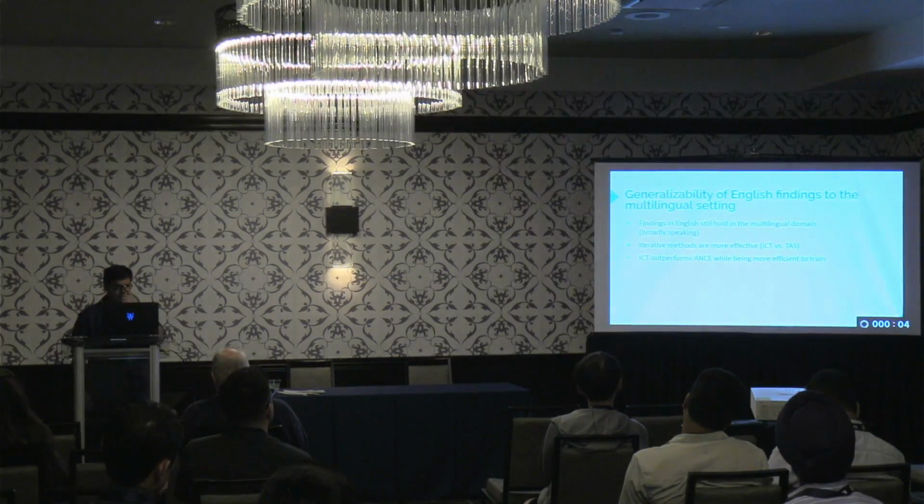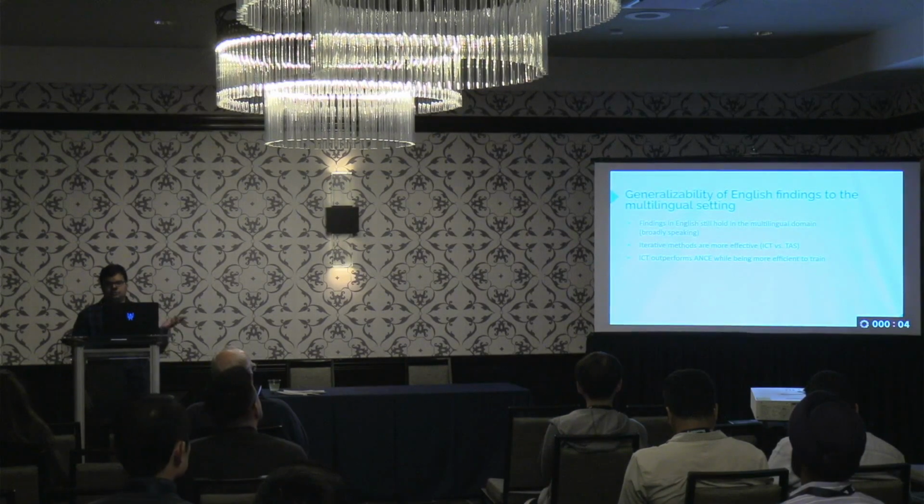Finally, if you look at the generalizability of English findings to the multilingual setting, the general findings still hold when we move to the multilingual domain. That is, using negative sampling methods gives a significant improvement over simply using in-batch negatives or random negatives. We also saw that iterative methods are more effective, that is, the direct comparison between ICT and TAS. Because ICT continuously updates the negatives, it tends to outperform TAS, and it also outperforms ANCE while being more efficient to train.